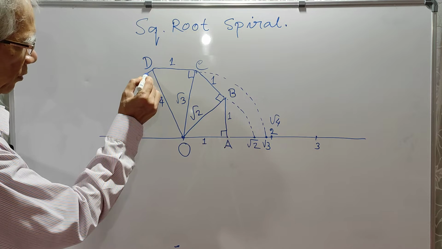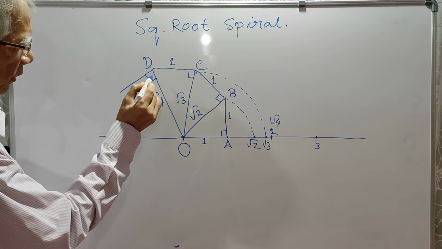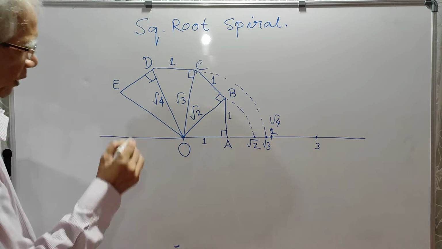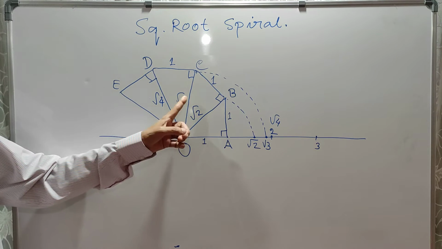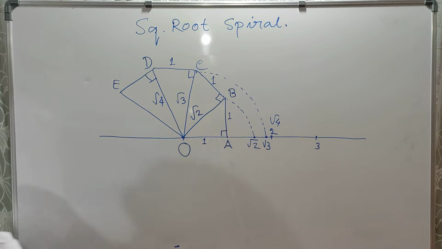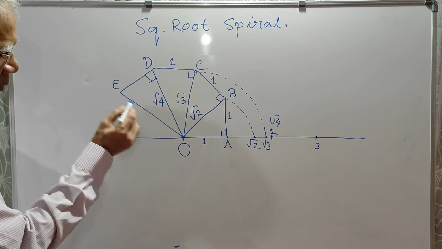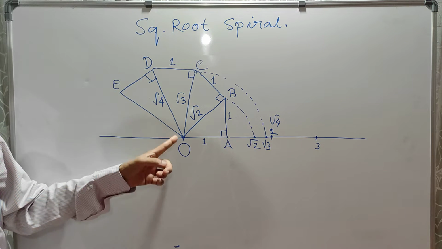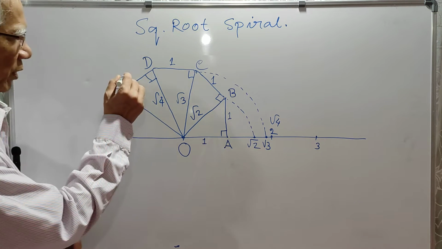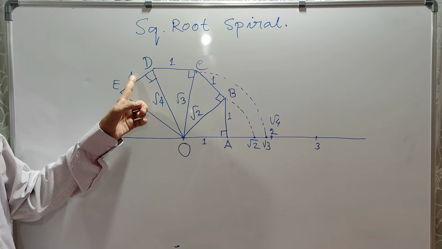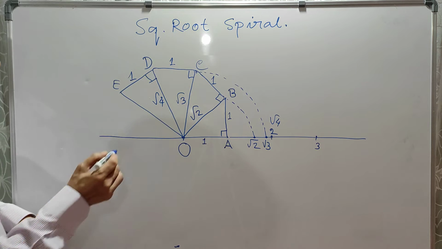So again, from here you draw a perpendicular. Then suppose this point is E. Now again join this one. So root 2, root 3, this is root 4. Now we are going to get root 5. So using Pythagoras theorem, we find the length of OE. So what is OE? OE is this square plus this square. This is again 1 unit. So this square is 4, this square is 1. So 4 plus 1, 5. So root 5 is this one.